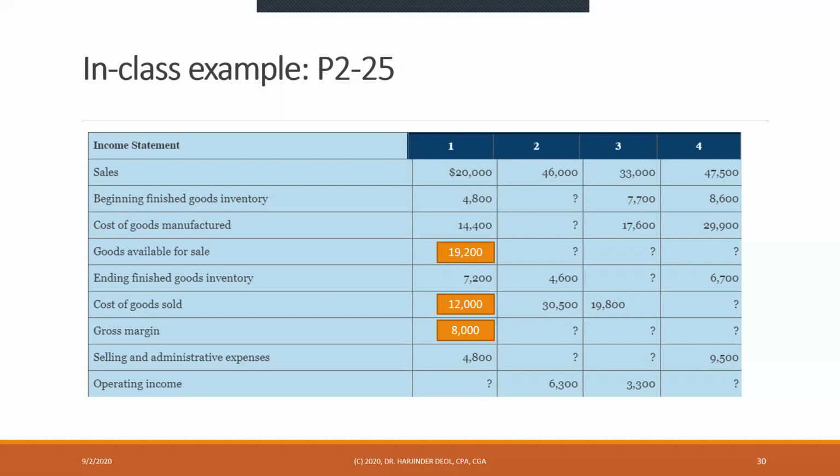Operating expenses, remember, include the selling and marketing expenses and general administrative expenses. In this example, they just combined those expenses into a single number, 4,800. So if we had a gross margin of $8,000 and our selling and admin expenses were $4,800, our operating income was 8,000 minus 4,800, or $3,200.